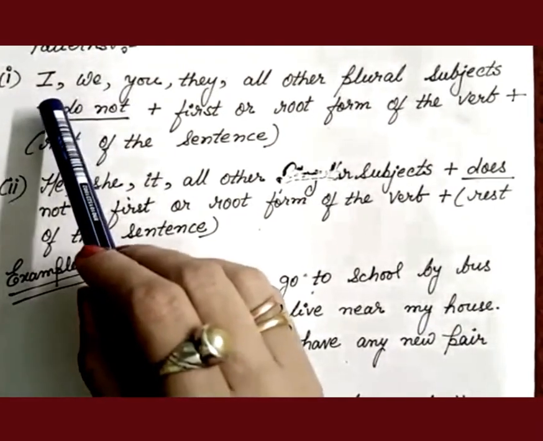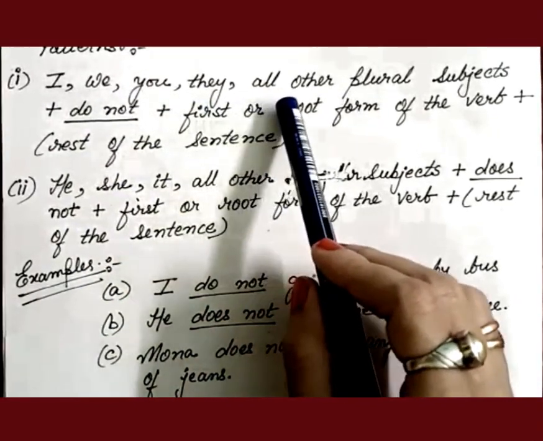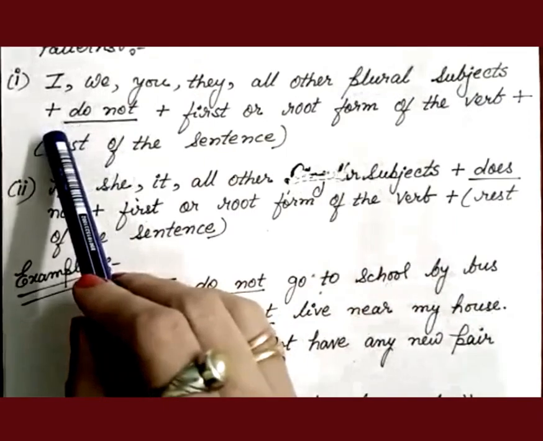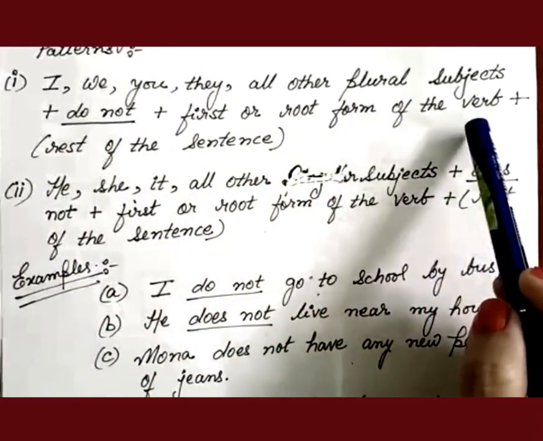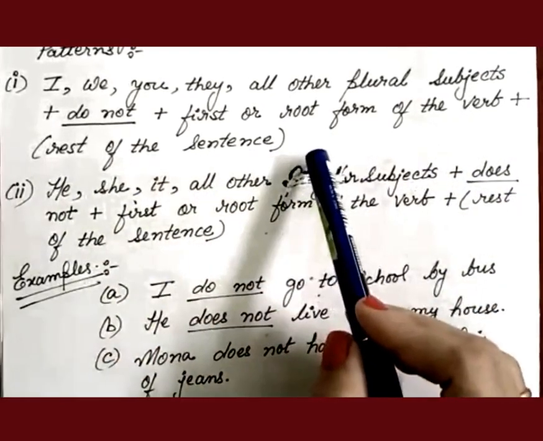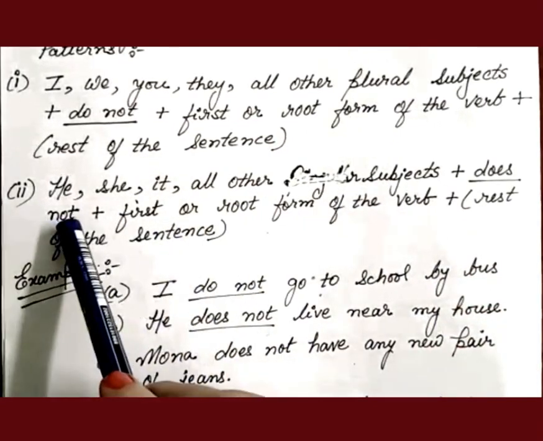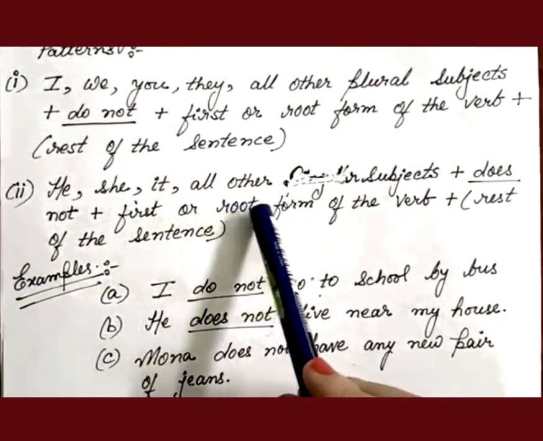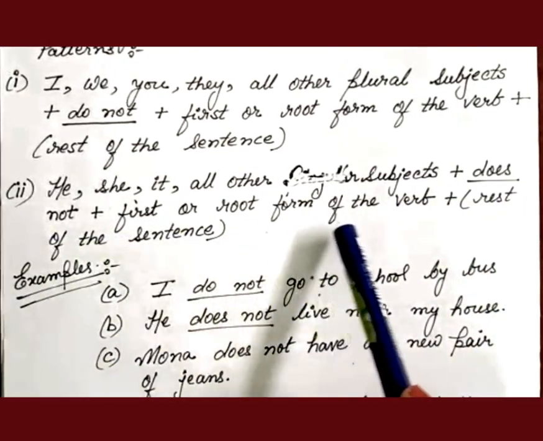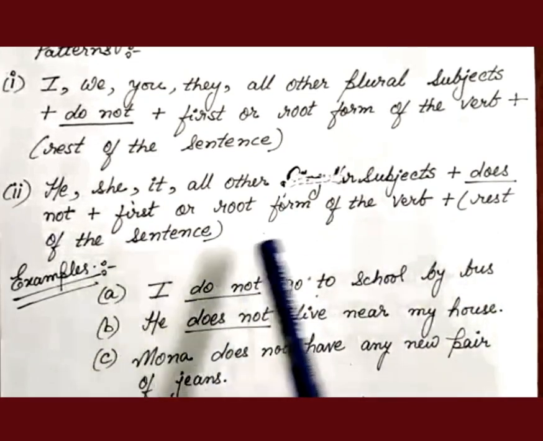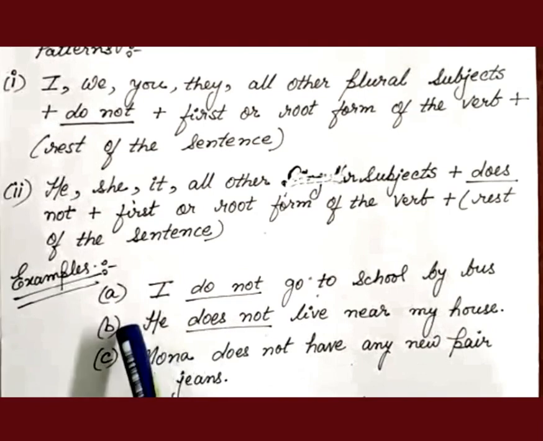The first pattern, I, we, you, they, and all other plural subjects plus do not plus first or root form of the verb plus rest of the sentence. This is the first pattern. And the second pattern is he, she, it, all other singular subjects plus does not plus first or root form of the verb plus rest of the sentence. Right? Now let's look at the examples given below.